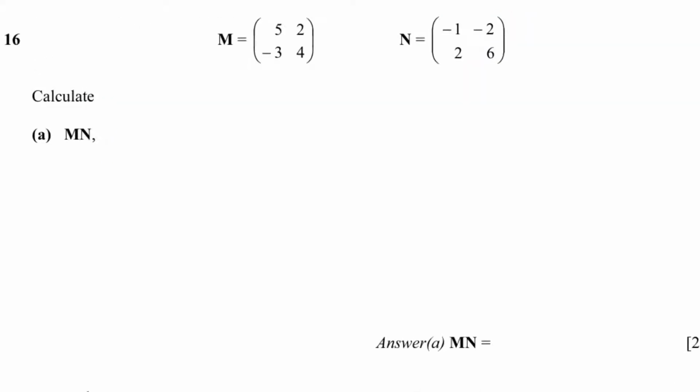Question number 16 is a matrix question and we have to calculate mn. So it is m times n. To begin with, we will use the first row with the first column. So 5 times -1 plus 2 times 2. That will give us our first number. Then we'll do 5 times 2 plus 2 times 6. That will give us our second number.